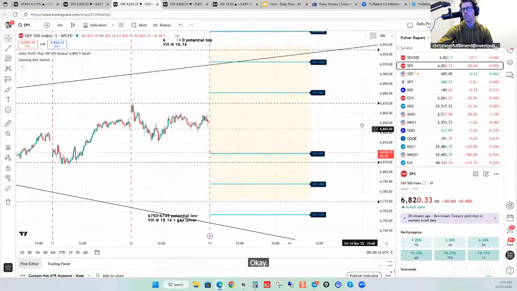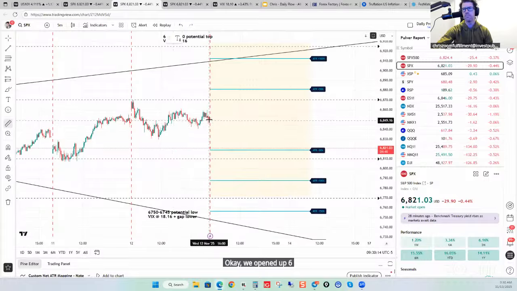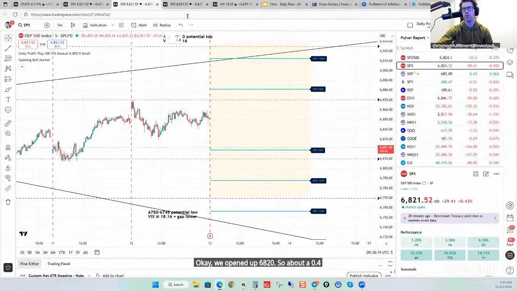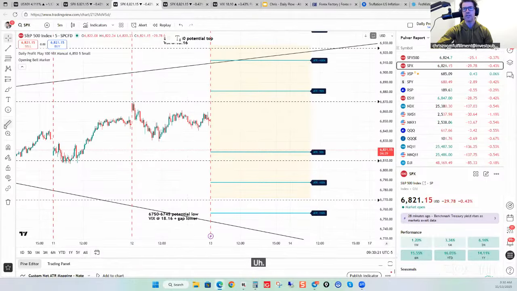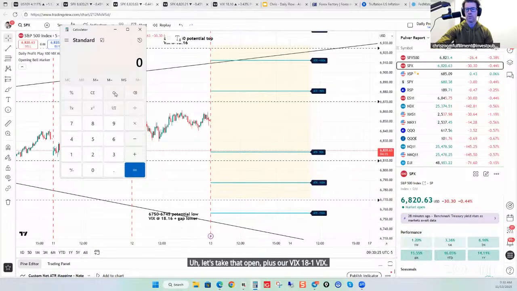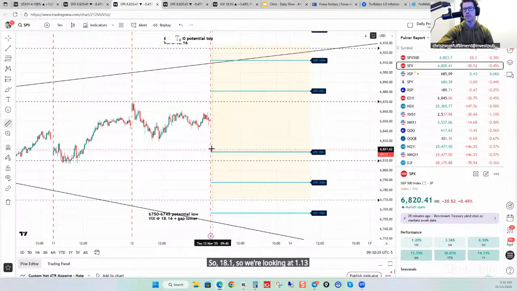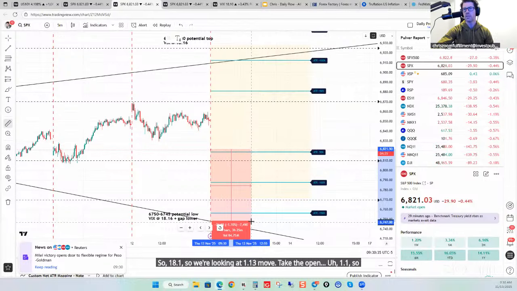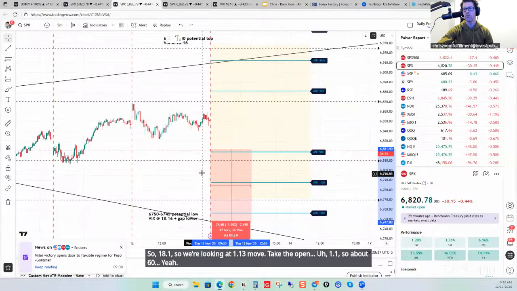Okay, we opened up 68.20. So about a 0.43% gap lower. Let's take that open plus our VIX, 18.1 VIX. So 18.1, we're looking at a 1.13 move. Take the open, 1.1. So about, yeah, about 67.45.